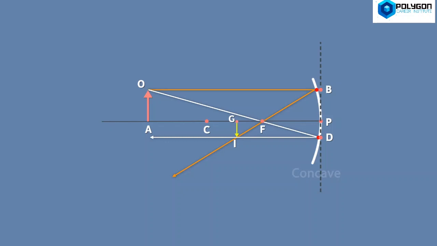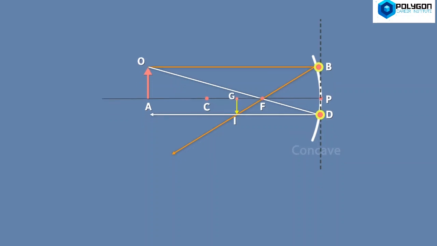This is because we have seen in our previous video that the aperture of the mirror that we are considering is much smaller than the radius of curvature. Because of the smaller aperture, these distances are very small, and so we can assume these two points to be on the tangent. So we can assume these two points to be one point and these two points to be one point. Now consider these two triangles. Are these two triangles similar?